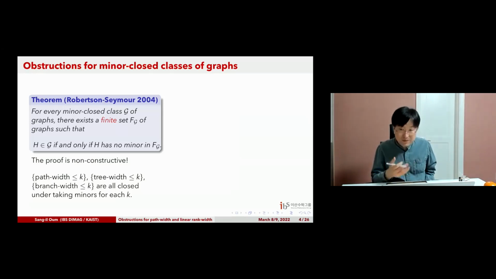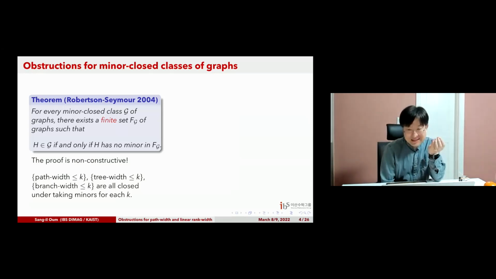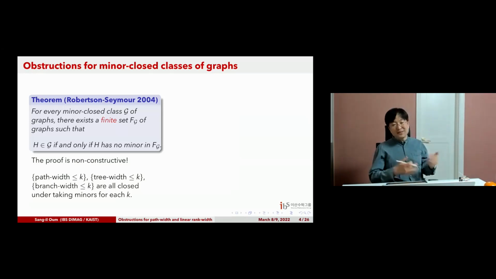And we have many width parameters known, like path width, tree width, branch width for graphs. And for all of them, when you take a minor, the numbers only decrease, not increase. Therefore, the classes of graphs having path width at most k, tree width at most k, or branch width at most k are all minor closed. So by this theorem, there exists a finite list of forbidden minors. But this theorem doesn't tell you the explicit upper bound.